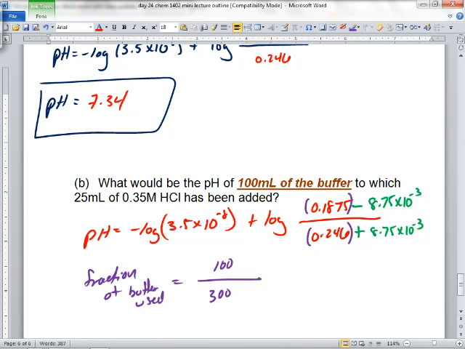So the bottom really should be 550. That's the fraction. What is 100 divided by 550? It's 0.1818, about 0.182 or something, right? So that's what has to go in here.